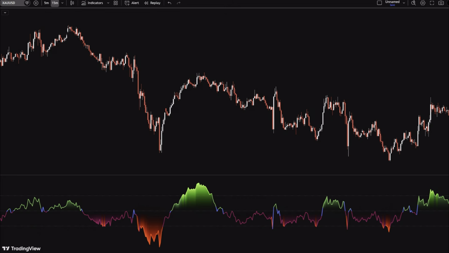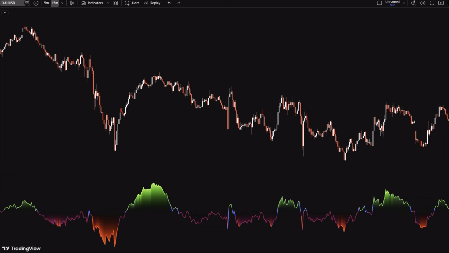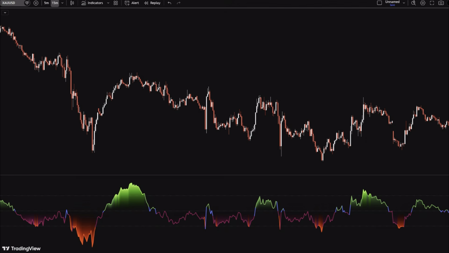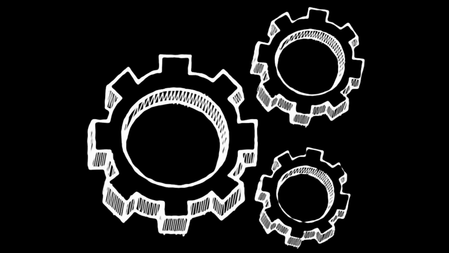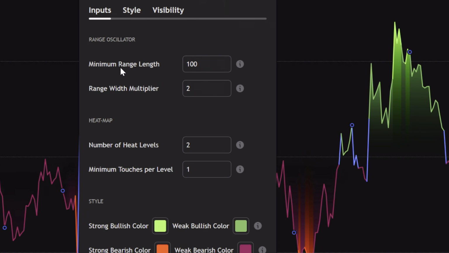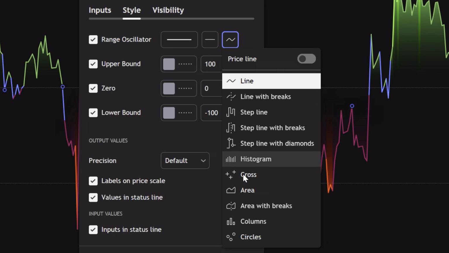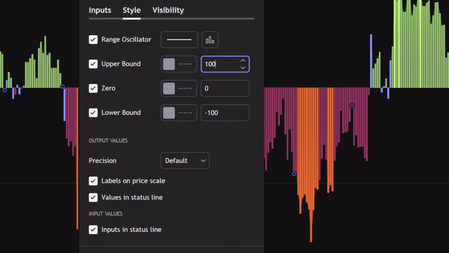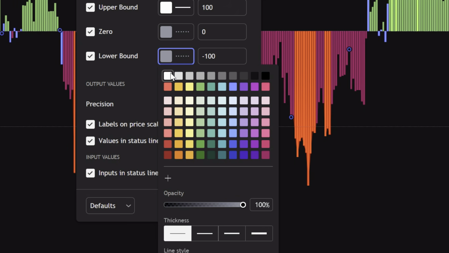Here's what it does. It measures whether the market has enough energy, enough momentum to actually move. Think of it as a pressure gauge. When the pressure is low, nothing moves. When the pressure is high, the market commits to a direction. On the chart, you're going to see colored columns. Set the minimum range length to 100. Switch the style to columns and make the plus 100 and minus 100 levels clearly visible, bold lines. You need to see them at a glance.